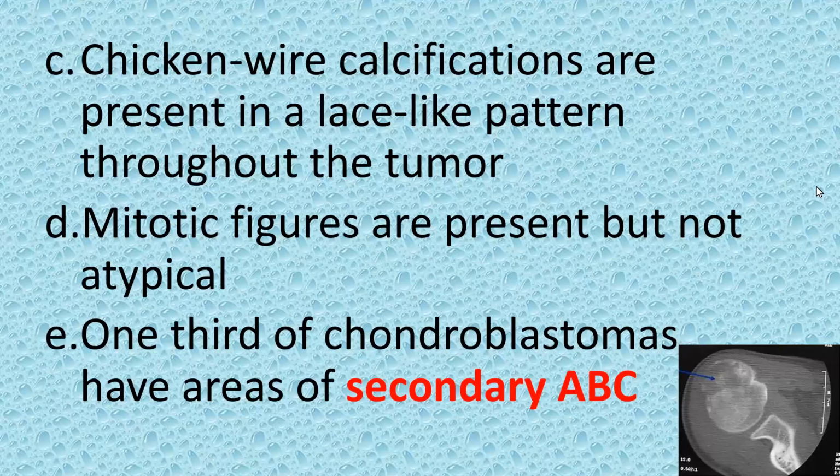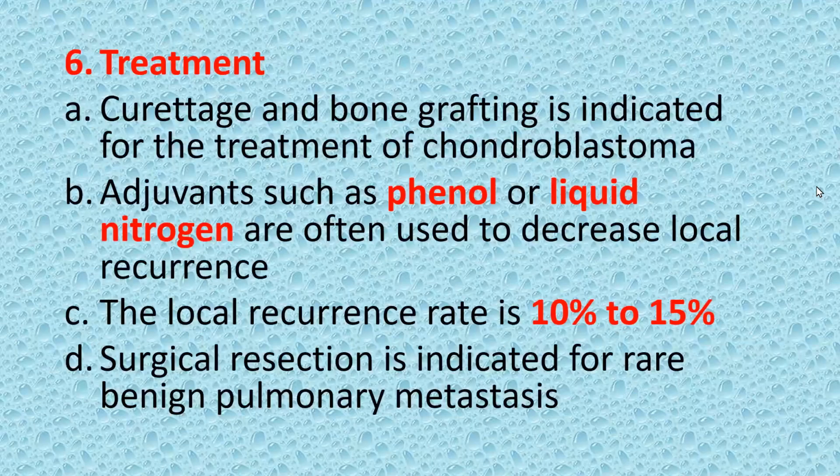1/3 of chondroblastomas have areas of secondary aneurysmal bone cysts. So please be careful. Treatment is curettage and bone grafting. Adjuvants such as phenol or liquid nitrogen are often used to decrease local recurrence. The local recurrence is 10 to 15%. Surgical resection is indicated for rare benign pulmonary metastasis.